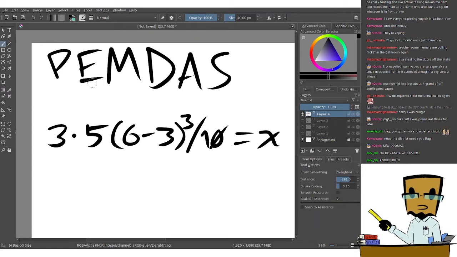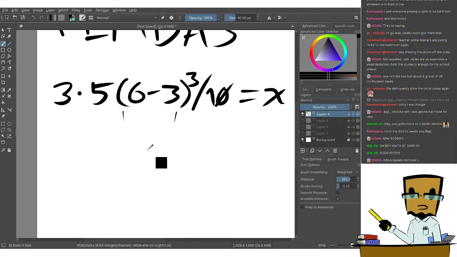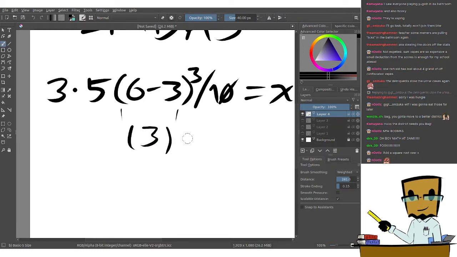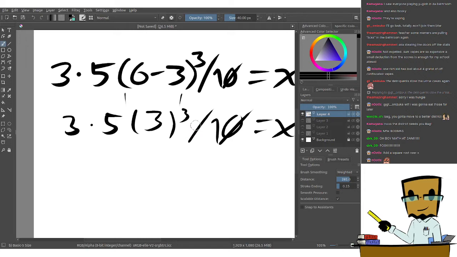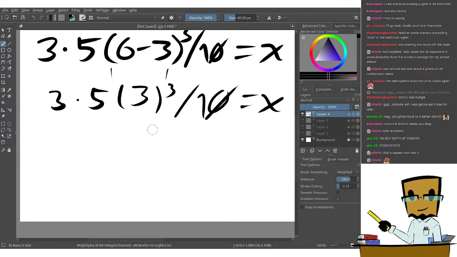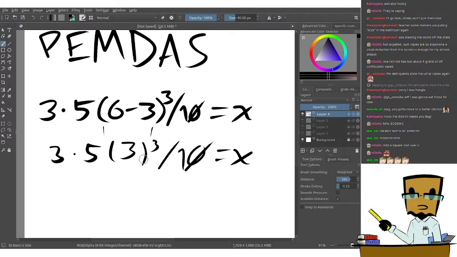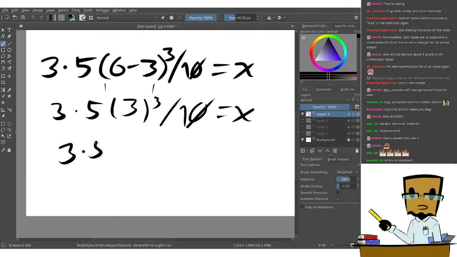Parentheses. Alright, we've got our parentheses right here. 6 minus 3. That's all that's in the parentheses, so we do it in that order. 6 minus 3 is 3. The parentheses are solved. We've got just one number in there. Exponents. We got our exponent. 3 to the power of 3. So 3 to the power of 3 is 3 times 3 times 3.